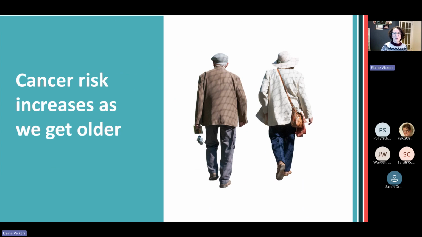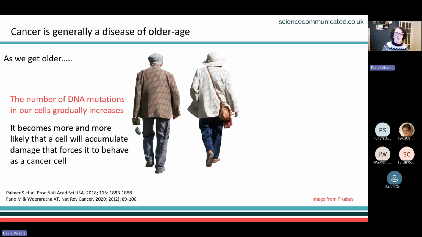Now, I'm sure it's of no surprise to anybody that our risk of developing cancer increases as we get older. And some of that increase is because as we get older, our cells have multiplied more, they've made more mistakes, they've accumulated more damage, we've been exposed to more things. The amount of DNA damage in our cells does accumulate over time as we get older. So as we age, it becomes more and more likely that a cell will have accumulated damage that is now forcing that cell to behave as a cancer cell.